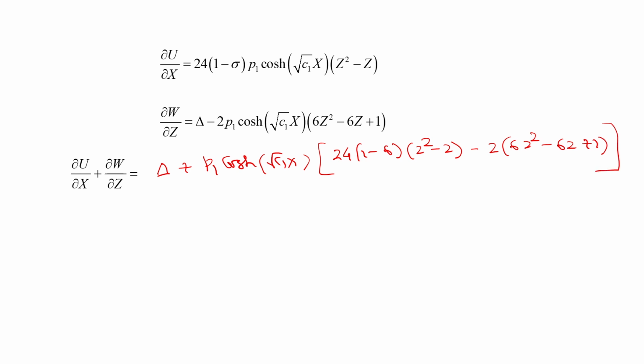So, delta plus this is p1 cosh of square root of c1 into x. So, 24 into 1 minus z, 24 into z square minus z, minus here it is 2 into, it is 2. So, 2 into like this, okay. So, this is equal to minus of P, the pressure, by capital K, okay. So, here it is like this.